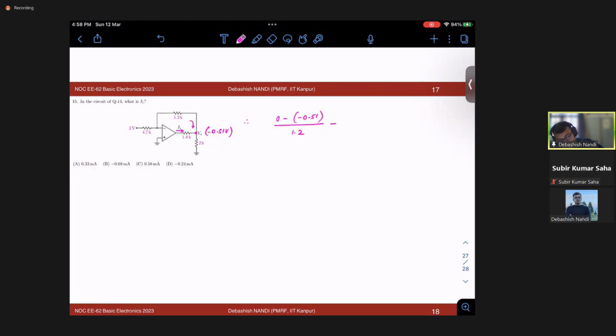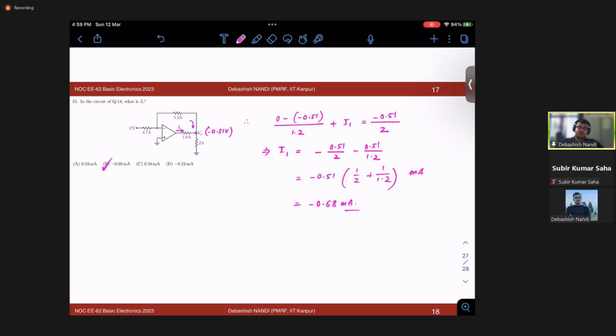this in current plus I1, this current should be equal to minus 0.51 divided by 2, right? So my I1 would be nothing but minus 0.51 by 2 minus 0.51 by 1.2. So it is minus 0.51 into (1 by 2 plus 1 by 1.2), and obviously it is in milliampere. So it is 1 divided by 2 plus 1 divided by 1.2, this into 0.51. So it will be minus 0.68 if I'm not wrong. Okay, so this is the right option. So we end this session here.